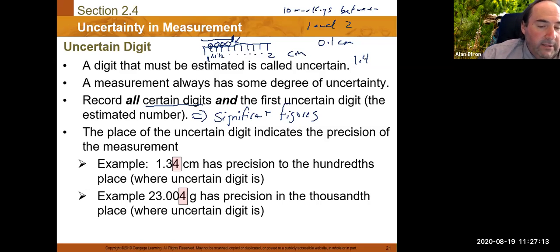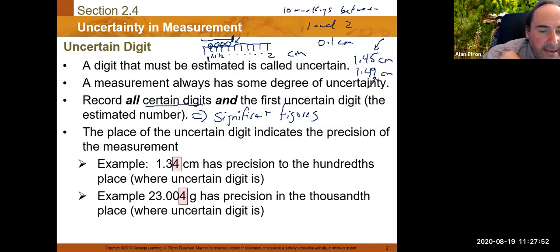Now, when we look at it, we see it is not exactly at 1.4, it's not exactly at 1.5. So that is where the estimate comes into play. I may look at it and say, I think it's dead center between those two, and I'm going to call it a 5. Somebody else may look at it and say, I think you're crazy, this is clearly way closer to the 1.5 marking, I think it's like 1.49 or something like that, centimeters. And that is where our uncertainty lies, in this last digit here.